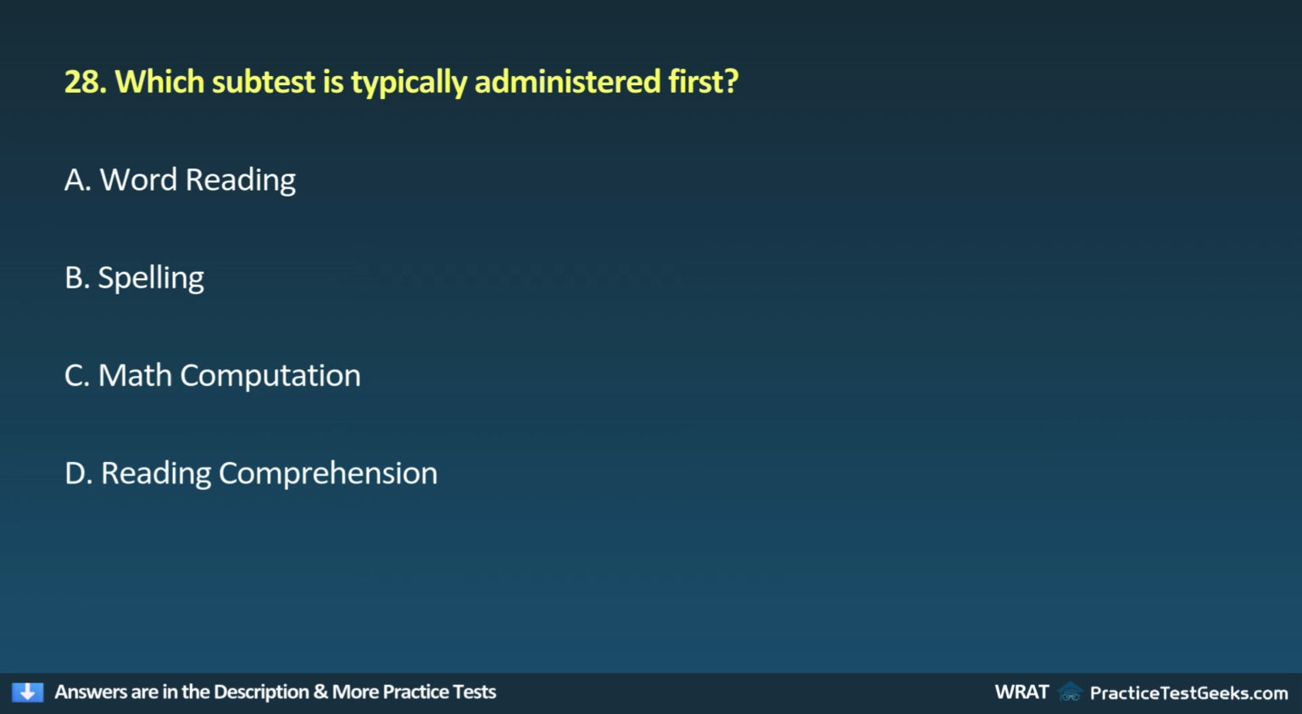28. Which subtest is typically administered first? A. Word reading. B. Spelling. C. Math computation. D. Reading comprehension.